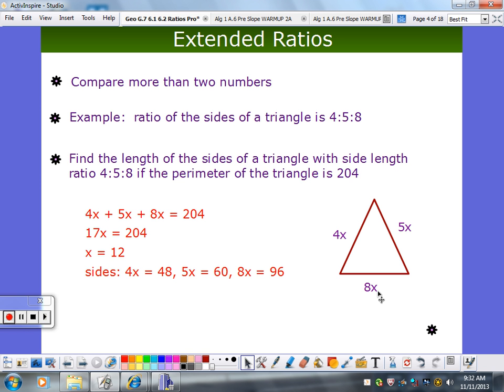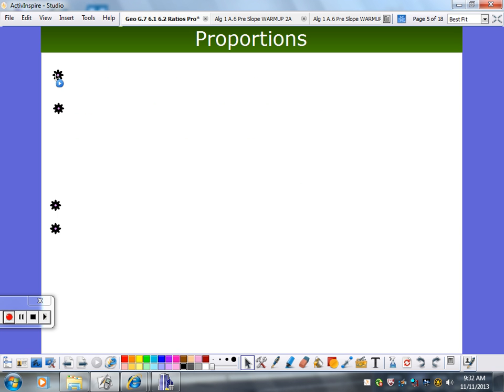So let's try the next thing. Proportions. Okay, so we should be familiar with proportions. Two ratios are equal. That's a proportion. So here's an example. A over B equals C over D. The denominators can't be 0, so that's what that little note is.